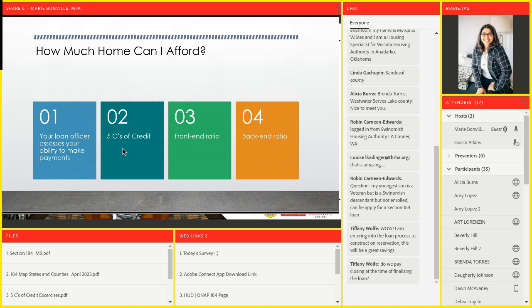So how much home can I afford? That's what most people want to know. That's what they're here for. And the loan officer assesses the ability to make payments. I know that there are tons of calculators out there that do that type of stuff, but I will say you open yourself up to people who may not be familiar with Section 184 when you do that. Think about when you say you're going to buy something online or that you need something, and the next thing you know, it shows up on your phone as an ad.